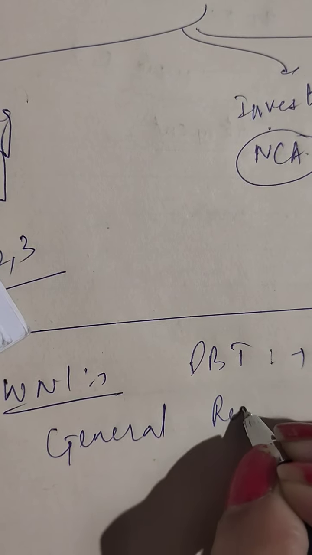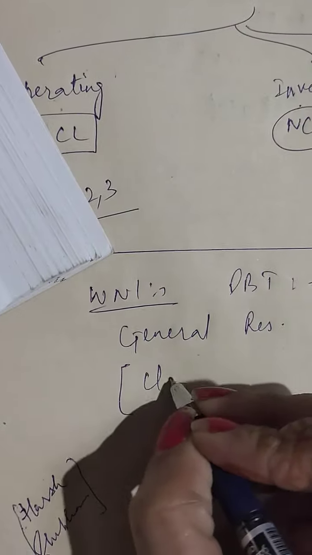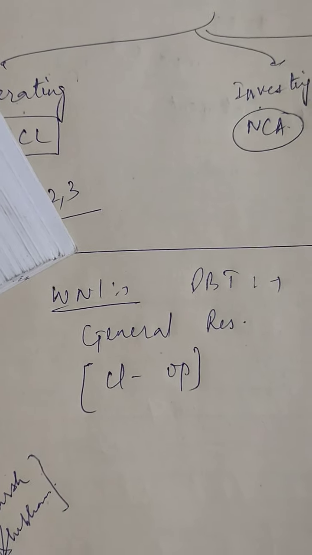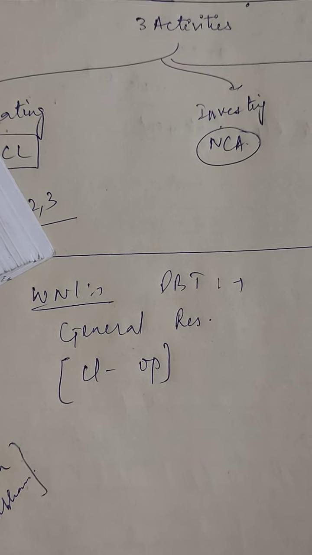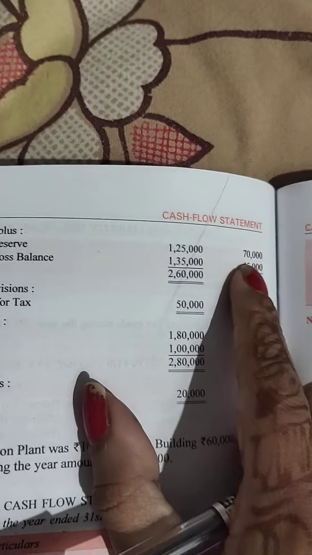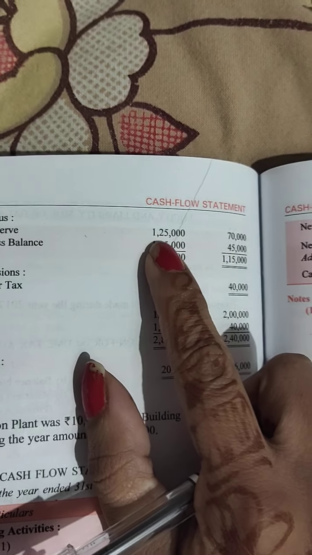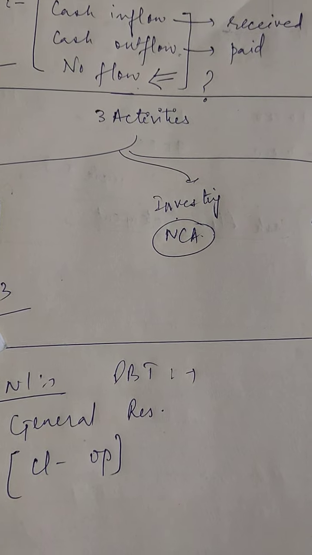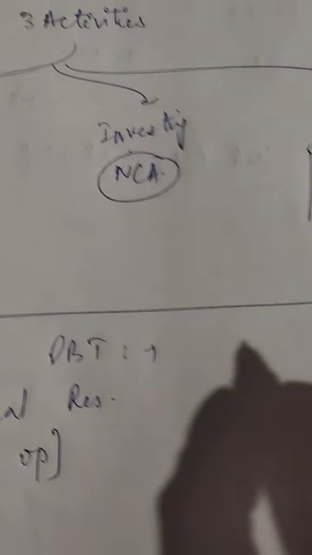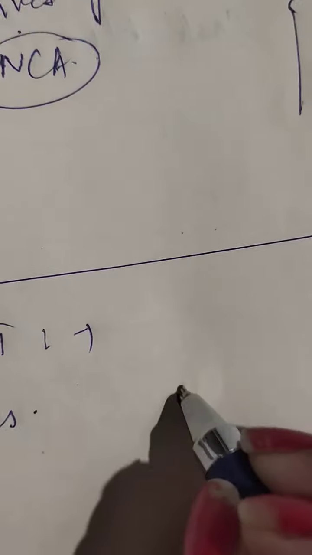So you will write general reserve, and every time you need to do what? Closing minus opening. That means we are calculating the difference of the closing figure and the opening figure. So last year you had 70,000 surplus, but this time you have 1,25,000. That means you are on a positive side. You are gaining something, and the amount of the difference will come out to, I suppose, 55,000. So you will write 55,000, that it is an inflow, right?